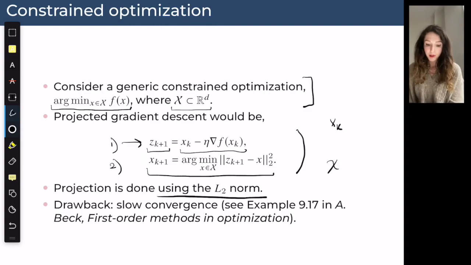Now, the drawback of this particular method is that for certain constraint sets curly X and for certain objective functions f, projected gradient descent can result in somewhat slow convergence. I won't go into much detail on this here, but for a reference, you can look at example 9.17 in the book by Amir Beck, First Order Methods in Optimization.